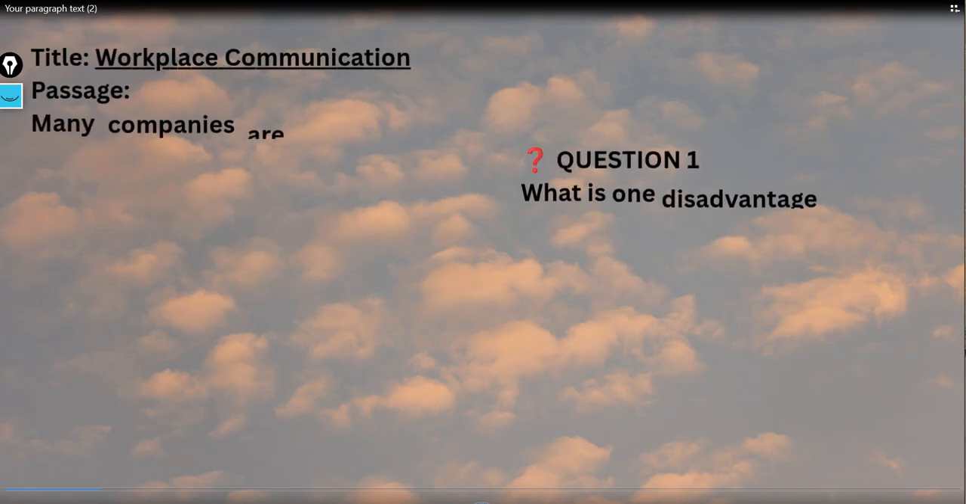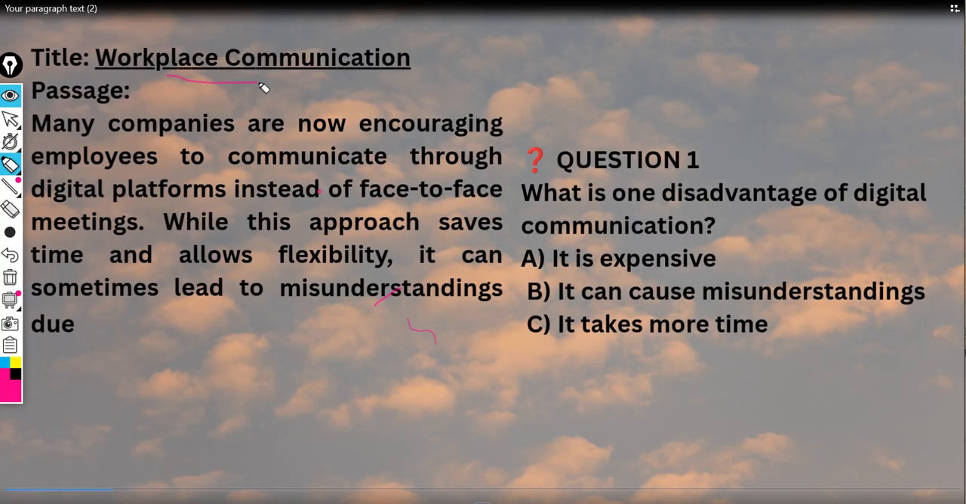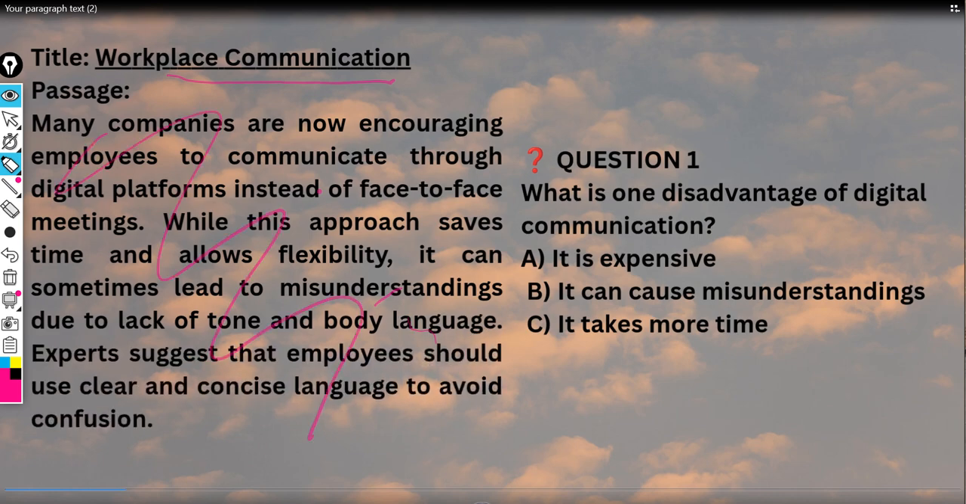I will be discussing each question one by one, along with the strategies step by step that you can use in your real exam to get the desired score. Let's have a look at this passage. Title: Workplace Communication. You don't have to read the text, that's the first step. Step 2 is to read your question. As soon as you get your reading, you start with reading your question first.